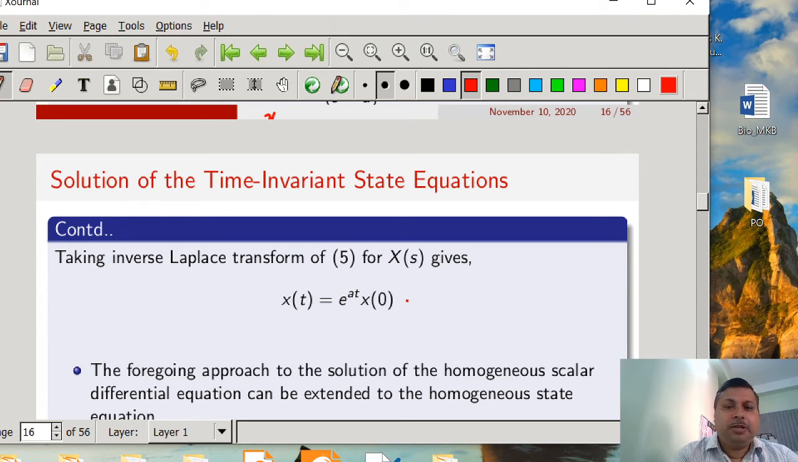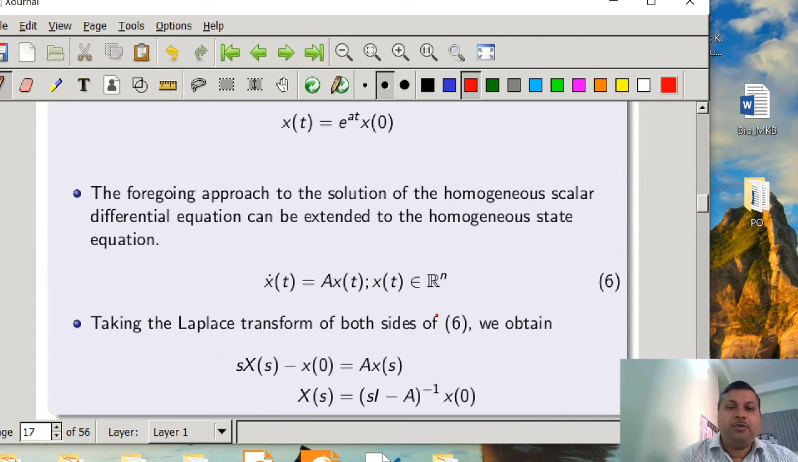So this is a very simple and straightforward solution. If we have a single scalar differential equation, then x(t) we are getting is e to the power at into x0. Now we will extend this idea for an nth order system. So now we have a state equation with a dimension of n, x dot equal to A into x(t), and definitely if x(t) belongs to R^n, then the dimension of A will be n cross n. So A also belongs to R^(n by n).